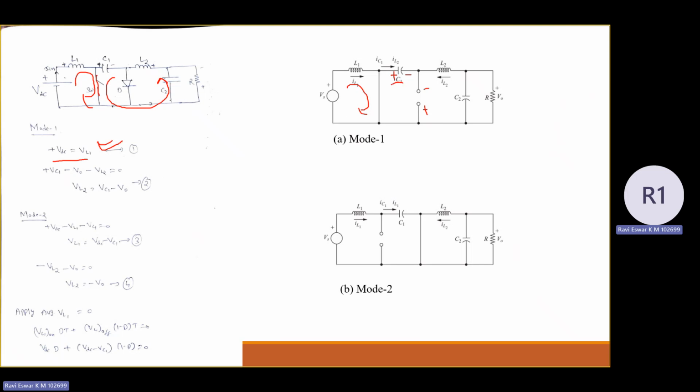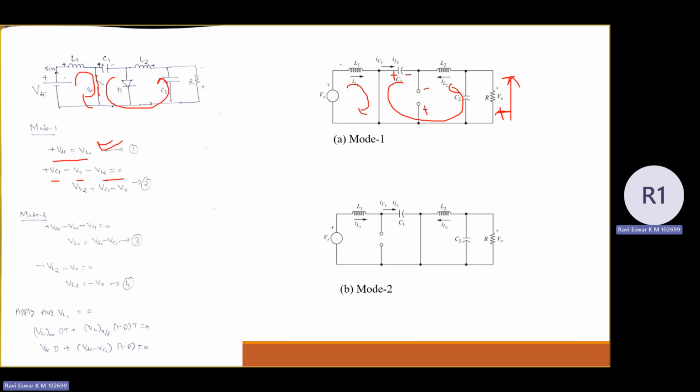Similarly, apply KVL in the second loop. You can apply KVL and you can get plus VC1 minus V0 minus VL2 equal to 0. Here also the current is flowing in this direction. So here plus, here minus. Let us take this polarity, plus on top, because current always flows from higher potential to lower potential. So you can take plus here, minus here. When you apply KVL, plus VC1 minus V0 minus VL2.